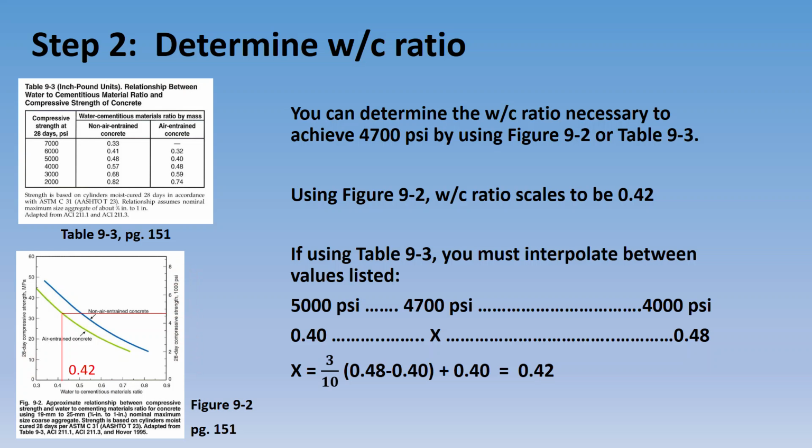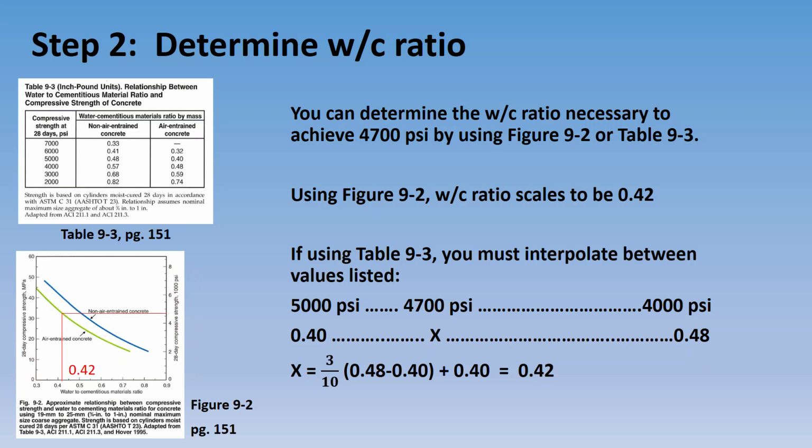Almost all concrete delivered in Montana will be air-entrained. So we come over to that line, we come straight down, and we read on the scale at the bottom approximately 0.42, and that's the water-to-cement ratio. We could also get that from Table 9-3 up here.